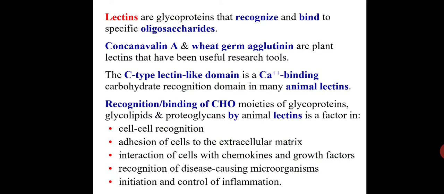Then I'll be describing lectins. Lectins are very important, and they are glycoproteins which recognize and bind to specific oligosaccharides. In that case, the best examples are concanavalin A and wheat germ agglutinin. They are plant lectins which are used as research tools, right? I'll be describing lectins in my next lecture. Thank you.